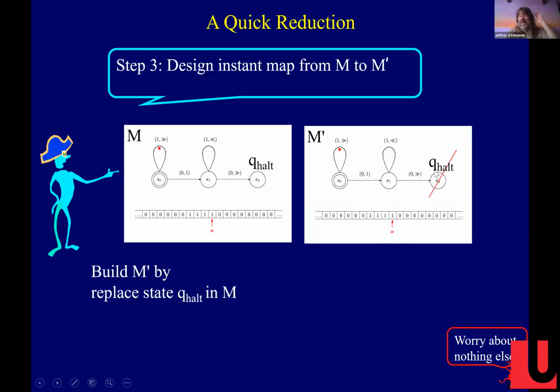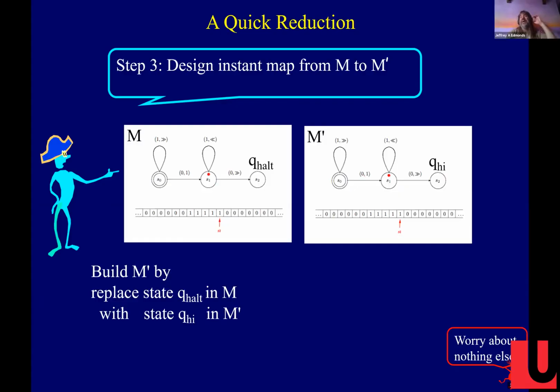So what we do is replace the halt state with a hi state. So if you ever get to this state here, what does the Turing machine do? It says hi. And we make sure that nowhere else in the Turing machine does it say hi. This Turing machine is going to say hi if and only if it gets to the hi state. And M is going to halt if and only if it gets to the halt state. So this Turing machine is going to say hi if and only if that Turing machine halts. Does that make sense?